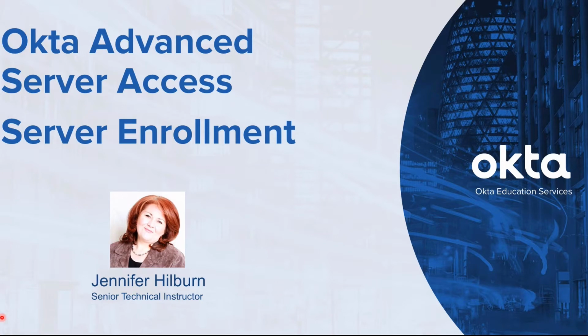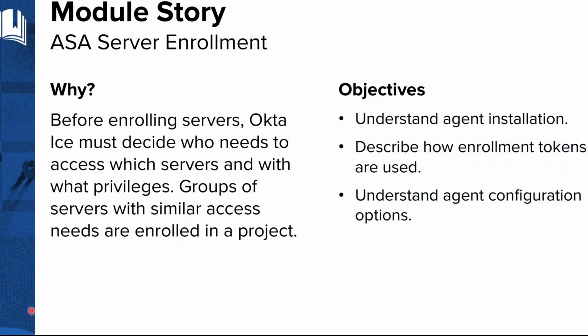As promised, I'd like to explain the process of enrolling both Windows and Linux servers into an ASA tenant, and then follow these explanations with a demo. In ASA, you create projects that bring your users and servers together. So the project is really an authorization scope. You group your servers together based on similar access needs, and then you assign groups of users to the project, and those users will have access to the servers.